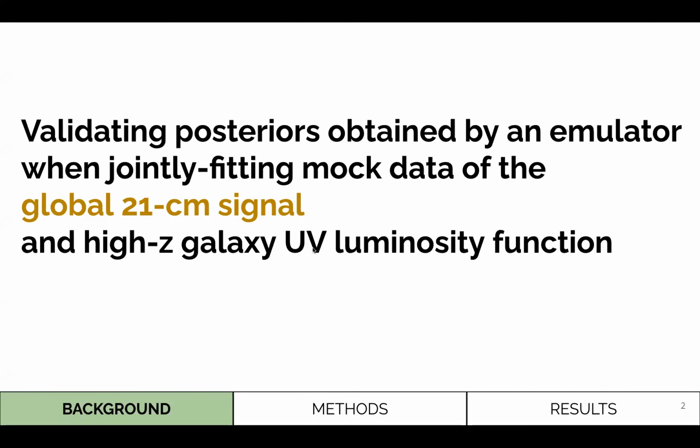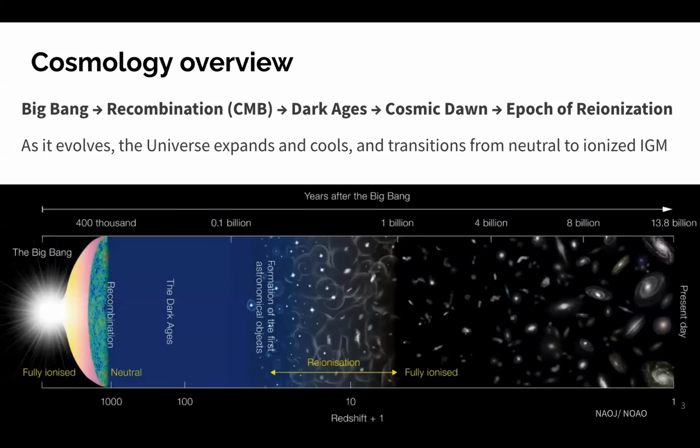We're going to start out with the global 21 centimeter signal, describing what that is and some background, because that's really what we're interested in here. So, a brief overview on cosmology. The universe started with a Big Bang about 13.8 billion years ago, and it was very dense and very hot, so neutral hydrogen hadn't formed yet. Then once the universe expanded and cooled somewhat more, recombination occurred and electrons and protons were able to recombine and form neutral hydrogen.